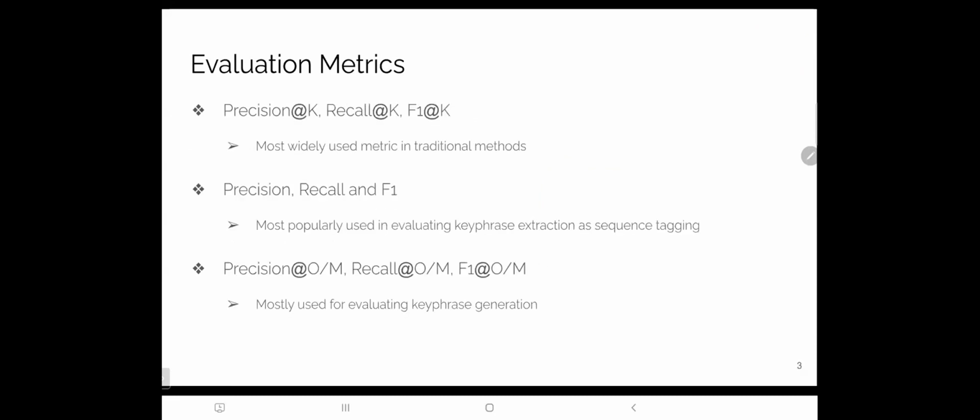Now, here are some of the metrics used for evaluating key phrases. F1 at K is the most popular amongst the ranking-based key phrase extraction methods, which are traditionally the more popular ones. Simple precision, recall and F1 measures are used for key phrase extraction when considered as a sequence labeling task. F1 at O and M are mostly popular in the area of key phrase generation. Now let's understand how each of these work.